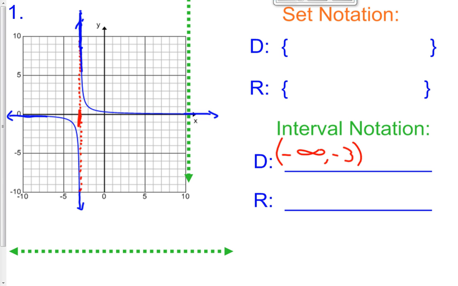We have more x values, so that's when we say we have a union. We pick up again at negative 3. It doesn't touch it, so we use a parenthesis. And it goes all the way to positive infinity, parenthesis.